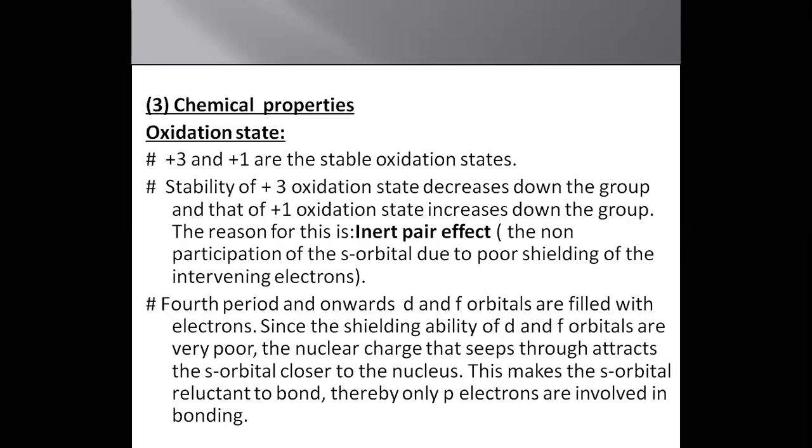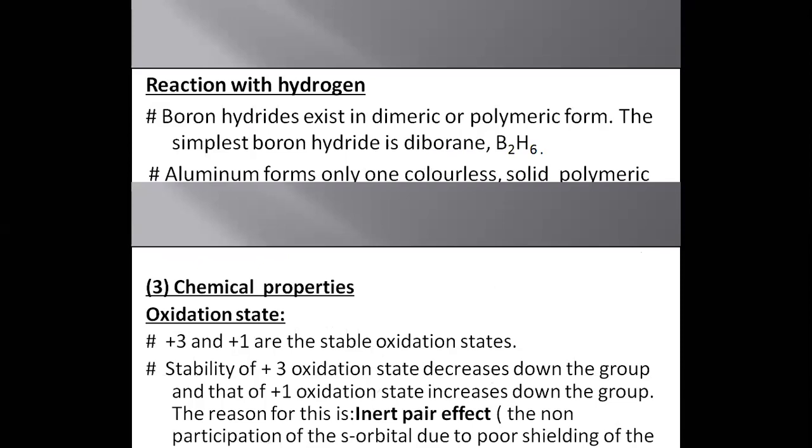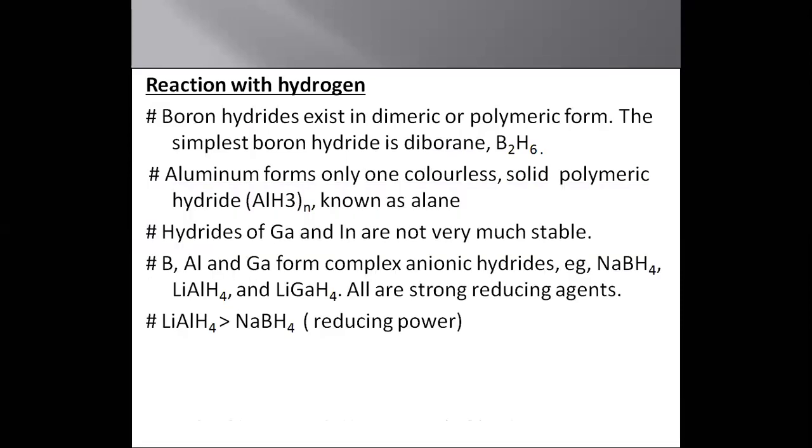Okay, so let us move down to the next physical property of these elements, that is reaction with hydrogen. Whenever we talk about the reaction with hydrogen, they usually form hydrides. When we talk about boron, it usually forms a dimeric or polymeric form of hydride. The simplest hydride of boron is diborane, that is B2H6.